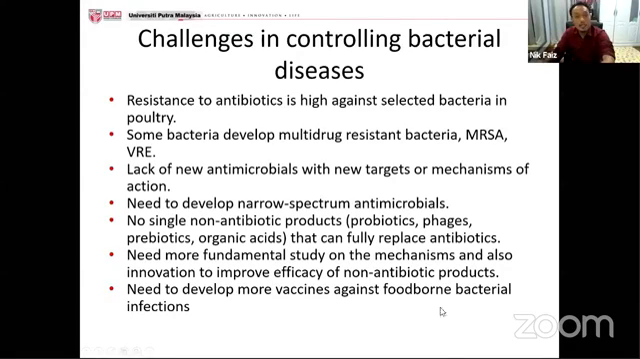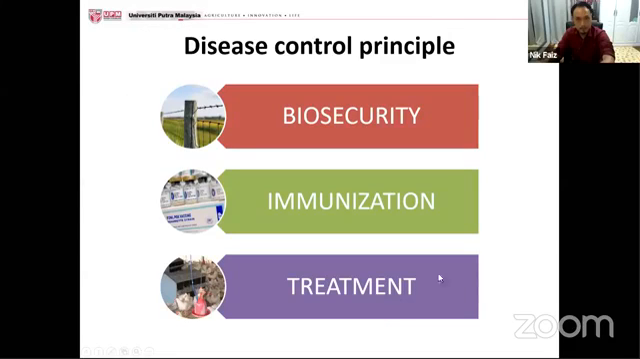There is no single non-antibiotic product, such as probiotics, phages, prebiotics, or organic acids, that can fully replace antibiotics. We are trying to look for alternatives, but none of them is as good as antibiotics themselves. We need more fundamental studies on the mechanisms and also innovation to improve the efficacy of non-antibiotic products. And we also need to develop more vaccines against foodborne bacterial infections.